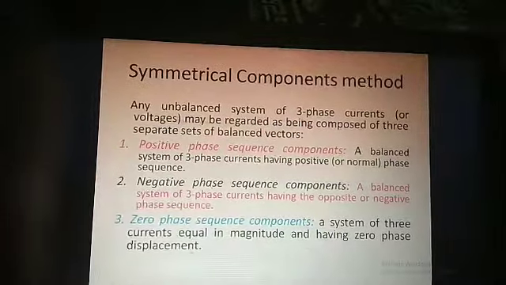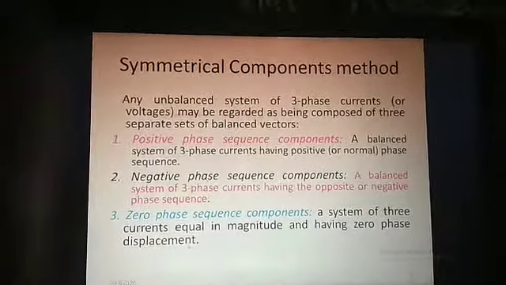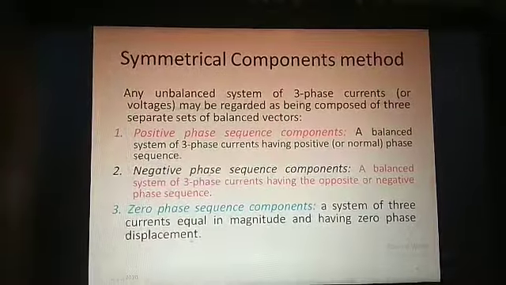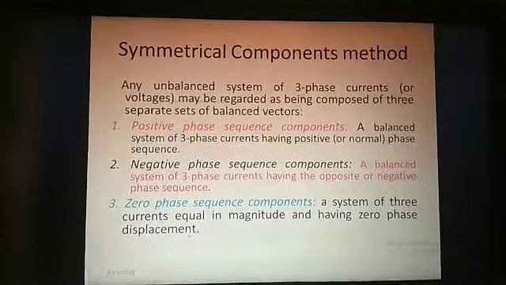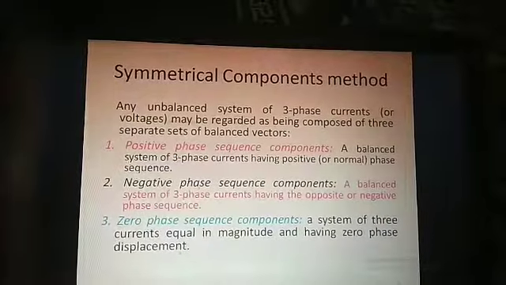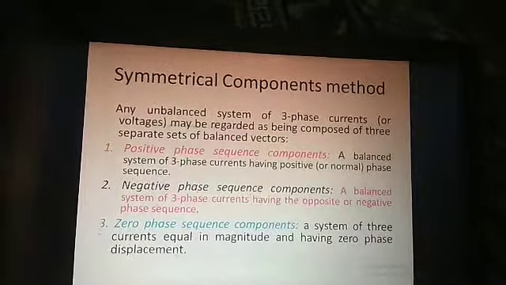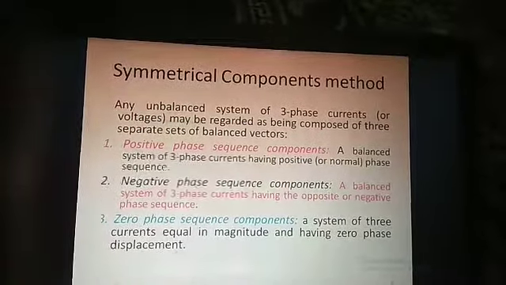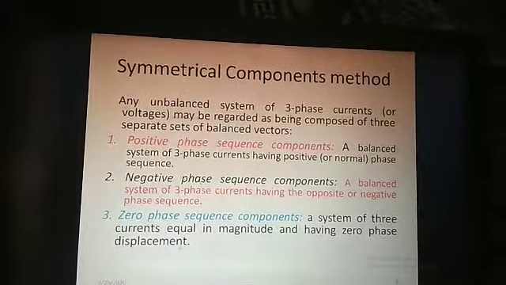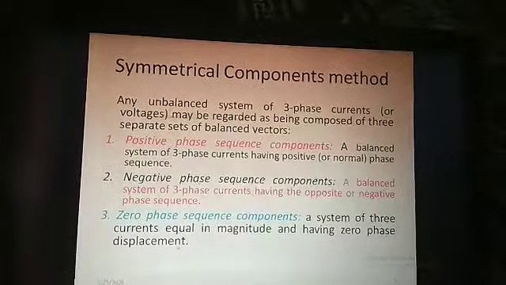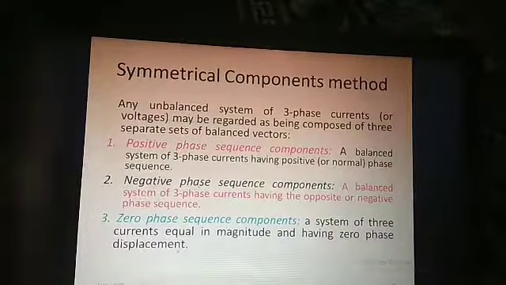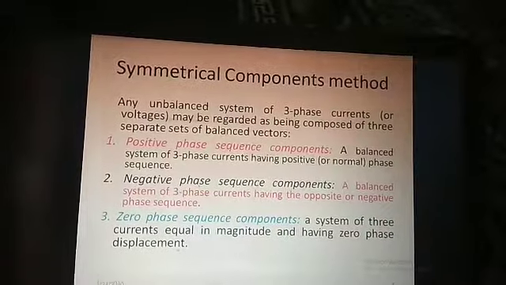So what are the three types? In number 1 you can see the first one is the positive phase sequence component, the second one is the negative phase sequence component, and the third one is the zero phase sequence component. Now the question is, what is the positive phase sequence component? A balanced system of three-phase currents having positive phase sequence is called positive phase sequence. Positive phase sequence is also called normal phase sequence. That means a balanced system should be balanced: the magnitudes of R, Y, B will be the same, and the angle between these three phases is 120 degrees. So a balanced system of three-phase currents having positive, or the normal, phase sequence.